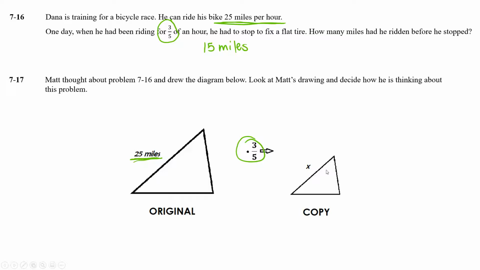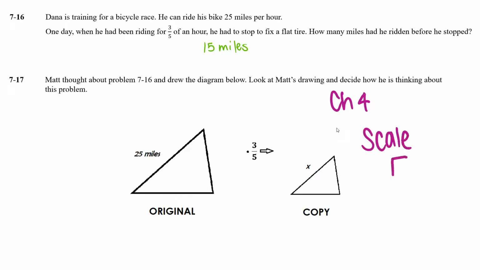And that means that my copy, X, this missing dimension, has to represent how many miles he was able to ride before he stopped. That's my unknown piece of information. All right, so this should look super familiar, like something from chapter 4, scale factor. In this case, our 3/5 is our scale factor.